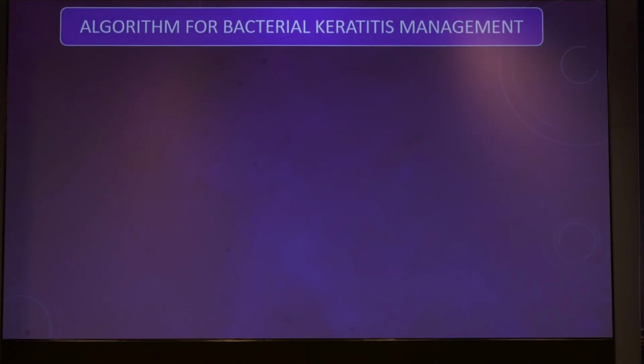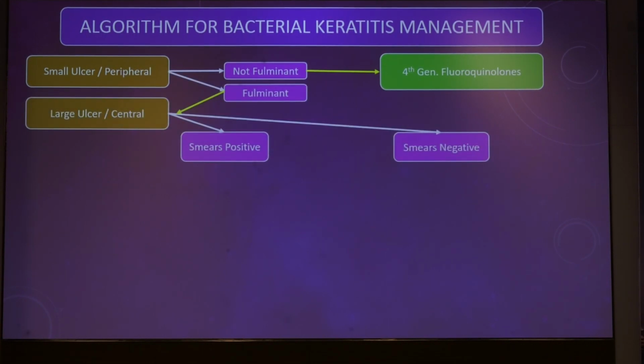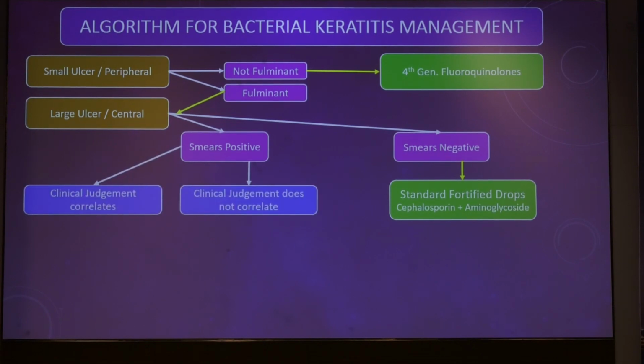So this is one algorithm for bacterial keratitis which I try to follow in my clinic, where we have small ulcers, peripheral, not really fulminant, you can use monotherapy. However, if they are large ulcers or fulminant ulcers, then you have to do smears, as I said, or some sort of microbiology. If the smears are negative, use fortified standard combination therapy. If the smears are positive, look at whether your clinical judgment and smears match or not. If they do not correlate, use standard therapy.